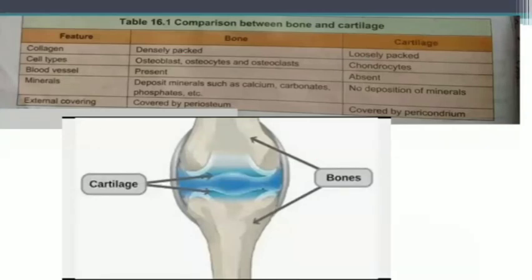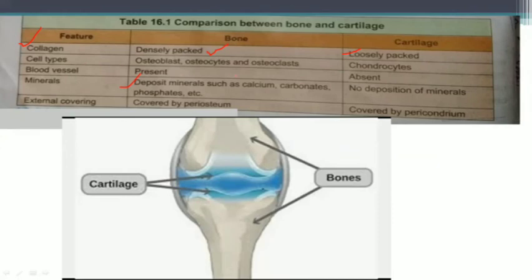Last but not the least, we are going to see a comparison between bone and cartilage. If we talk about collagen, collagen is densely packed in bones. That's why it is strong, very hard and stiff, and for the stiffness there is another reason, the deposition of minerals. But in cartilage, the collagen fibers are loosely packed. They are not strongly stuck together. They are not packed very tightly.